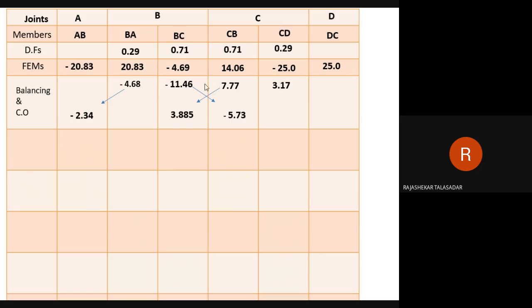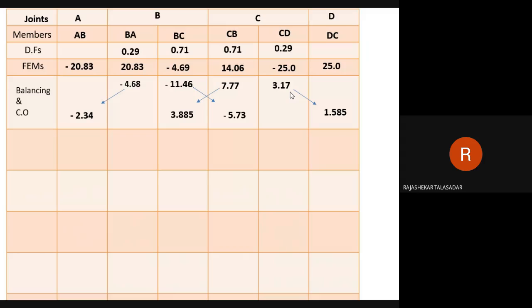Next, these three moments we have carried over. What about 3.17 now? Where should it go? BC. DC. BC, very nice. How much? 1.585. 1.585, fantastic. It will be like a game. You are playing a game on a computer, similarly with a calculator.